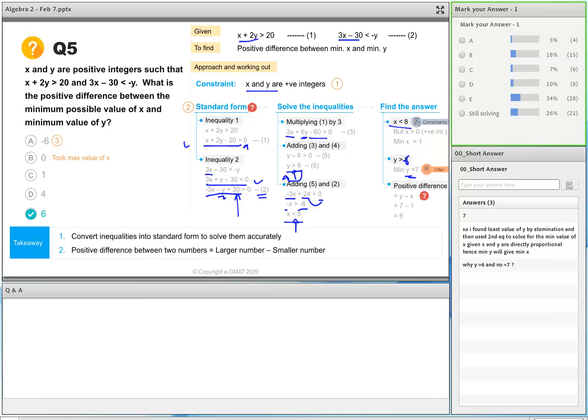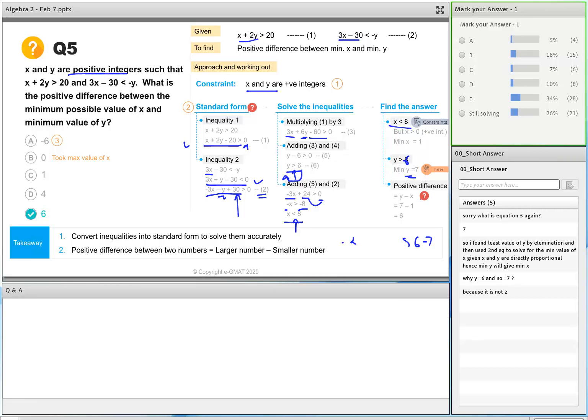Now if x is less than 8, what do I need to calculate? I need to calculate the minimum possible value of positive integral x. If x is less than 8, x can take all values such as 7, 6, 5, and it can go till minus infinity. But if it's positive, it can never go beyond 0, right? It can never go beyond 0. And what is the value of the smallest positive integer? It's equal to 1. So the minimum value that x can take is equal to 1, right? This is something again we have to keep in mind.